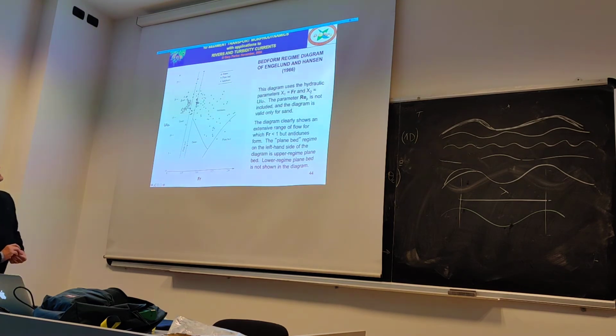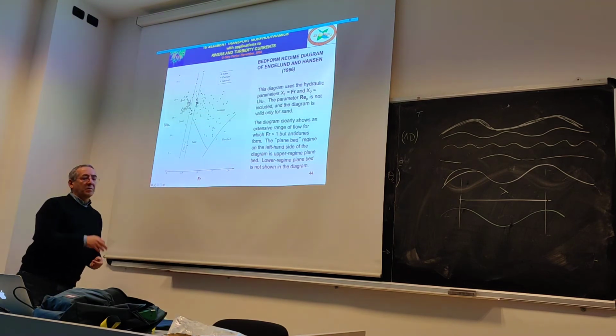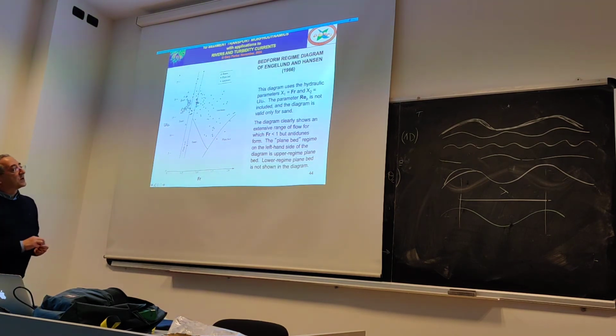Okay, I brought this to you because it's an example of what you can do with experiments. This is a typical regime diagram. It was made by Engelund and Hansen, 1966. There are many others, one by Simons, who was one of the people there. This is built up in the laboratory. You perform many experiments.